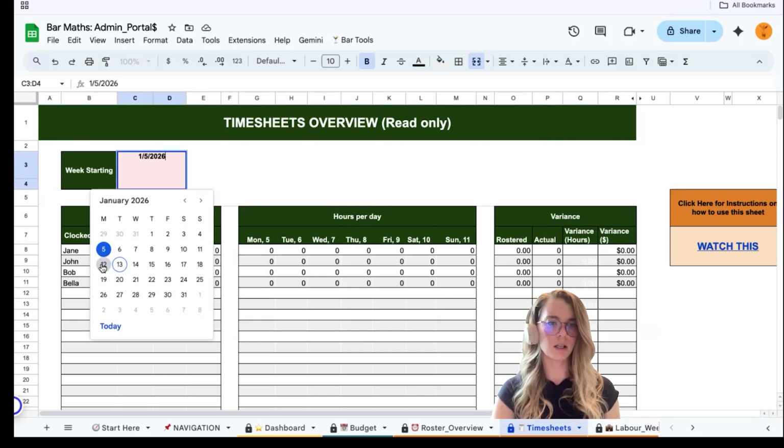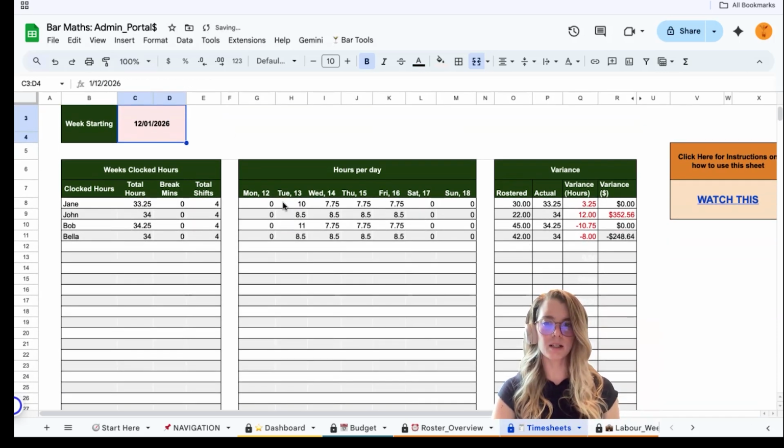So if we double click in here and come to the current week that we're sitting in, we have a breakdown for the week's clocked hours for each staff member, the total hours, how much they've had in terms of breaks and how many shifts that they've worked, and then the hours per day. So you can see how much they have worked on each shift.